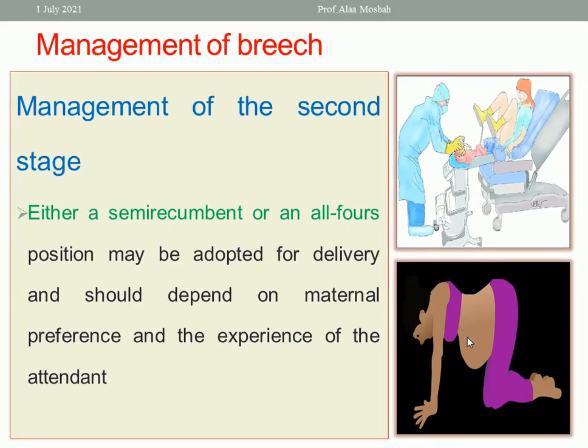In the second stage, the position of the patient may be semi-recumbent as in this picture or all fours position, but some doctors cannot do the delivery in this position, so the patient will change her position to the semi-recumbent position, because the very special maneuvers of delivery in breech need the patient to be in a semi-recumbent position like that.